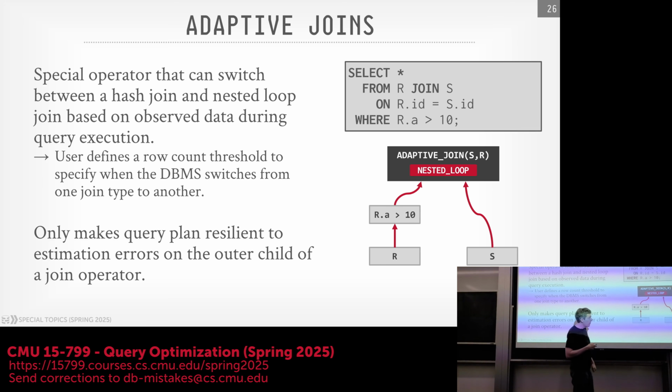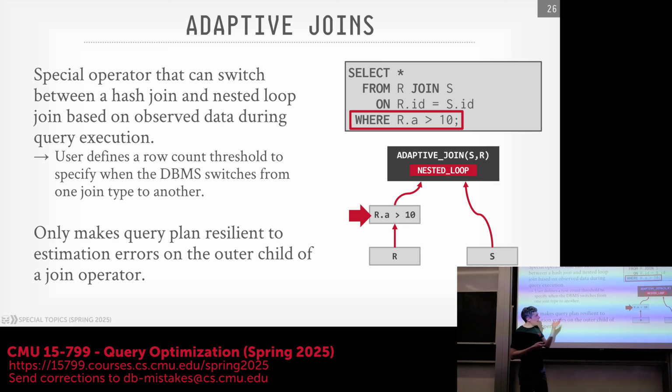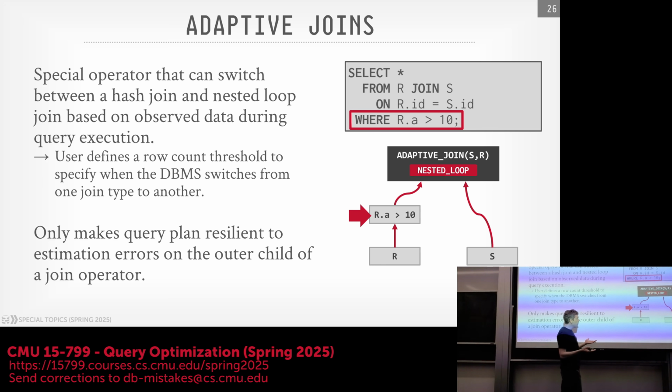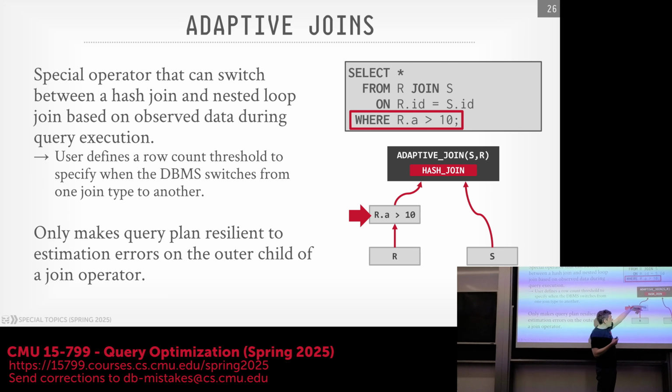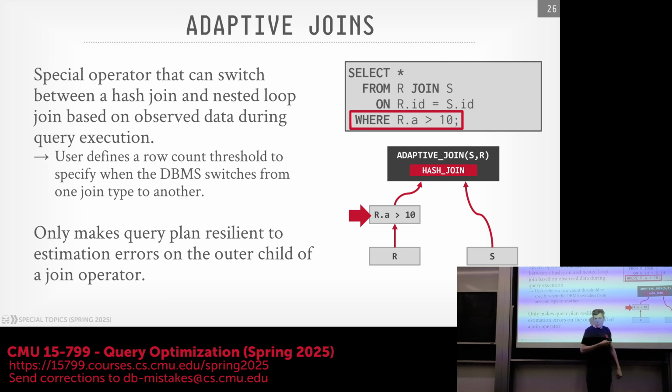So the idea is, again, I have this predicate here. Say I underestimate the number of tuples that are going to come out of it, and I'm actually going to get way more than I expected. Again, at runtime, I just flip this to be a hash join, go back, start my iterator over on the build side, build my hash table, and then just do the join as before.